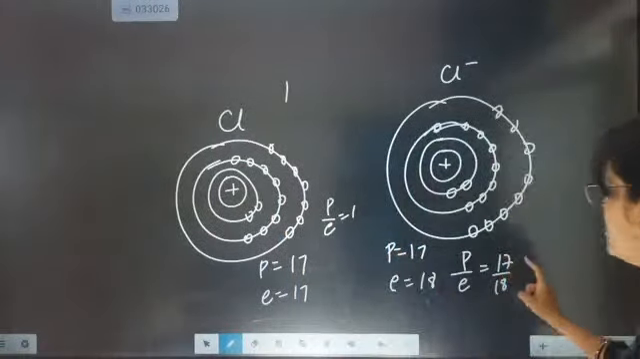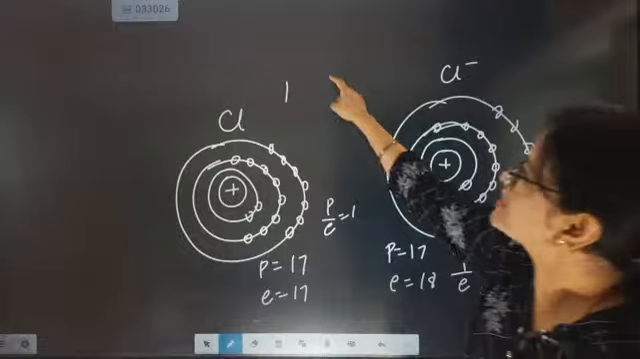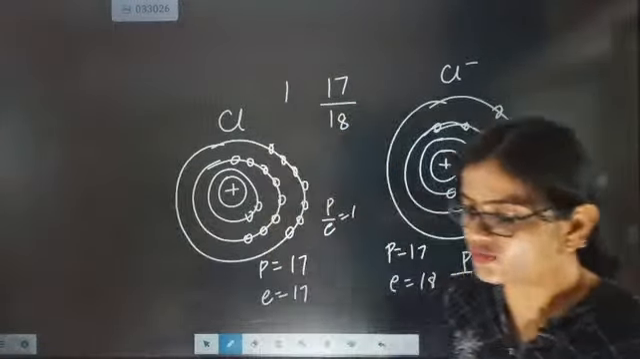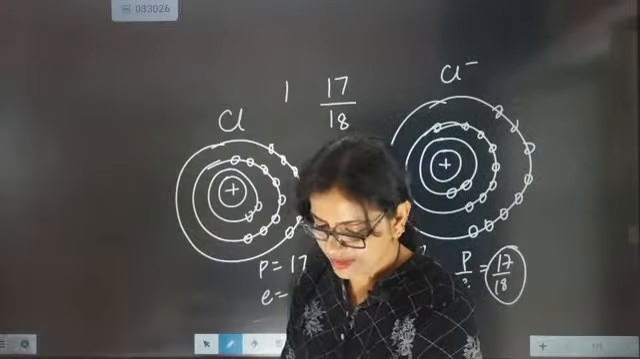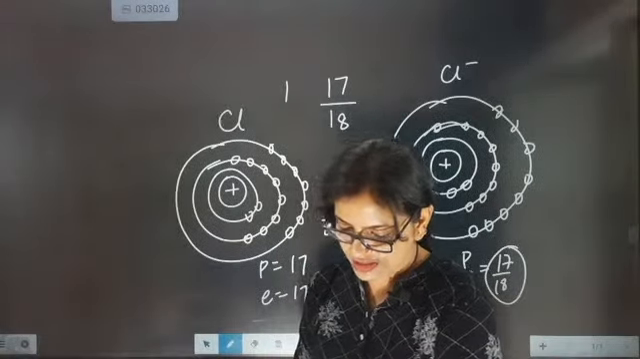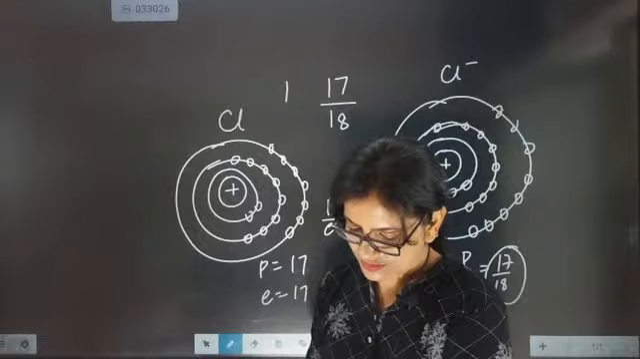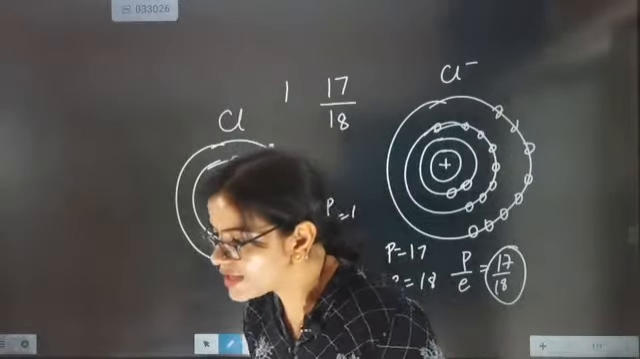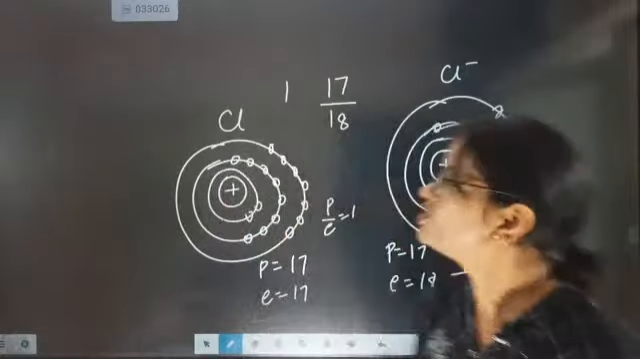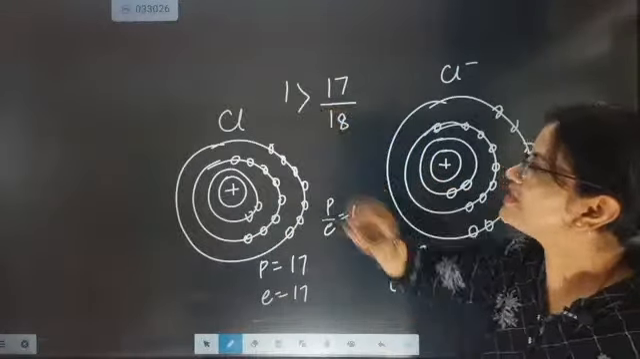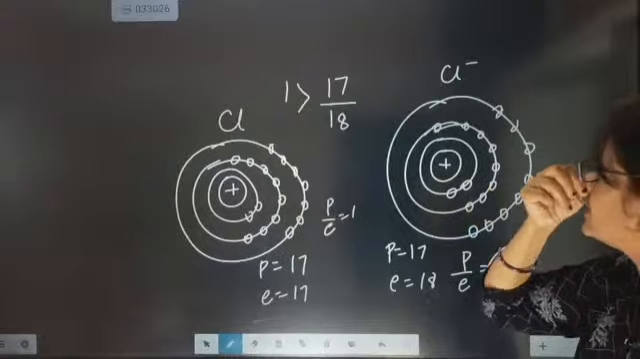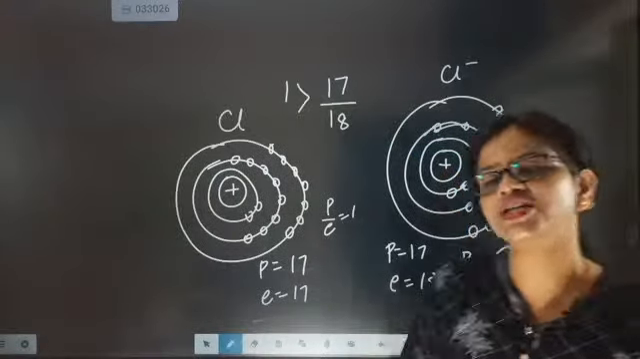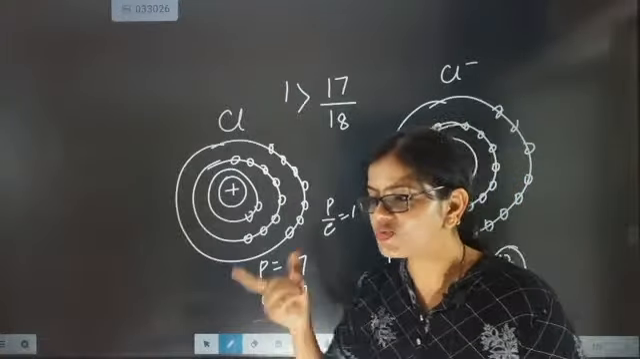Can you tell me whether 17 by 18 is greater than 1 or less than 1? First answer this question. Super. So when 17 by 18 is less than 1, what could be the structure? Since this ratio is coming less, what size are you expecting, greater or less? It is working opposite.